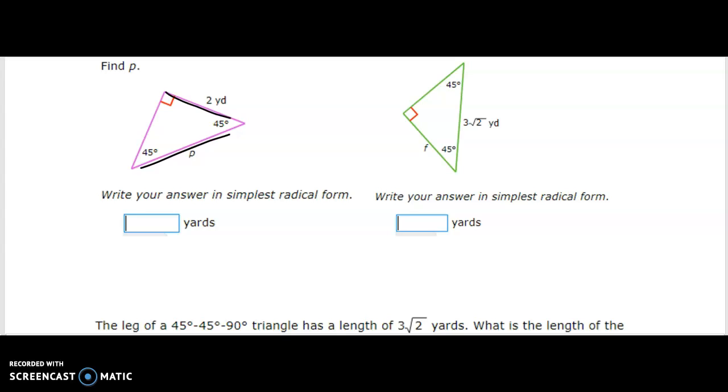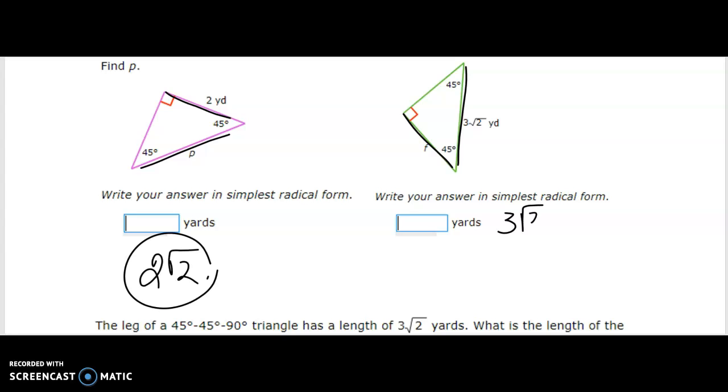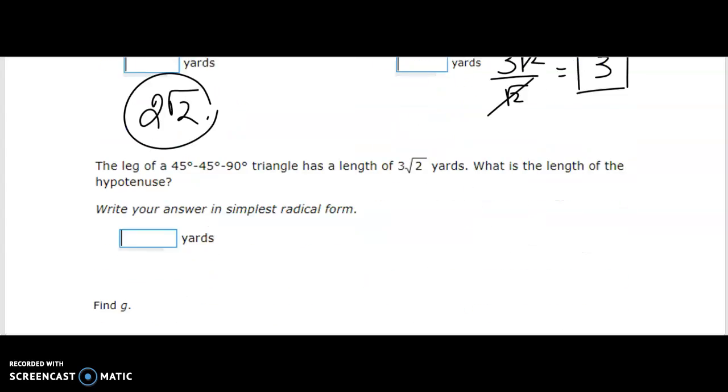We have a leg, we're looking for the hypotenuse, so it's 2 square root of 2. We have a hypotenuse and we're looking for a leg. So we take the hypotenuse and put it over square root of 2. Since those square root of 2 over square root of 2, those cancel out. So our answer is 3.